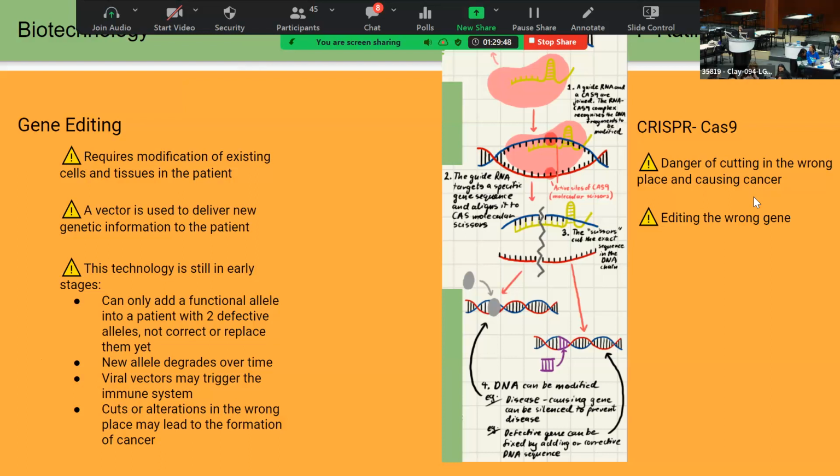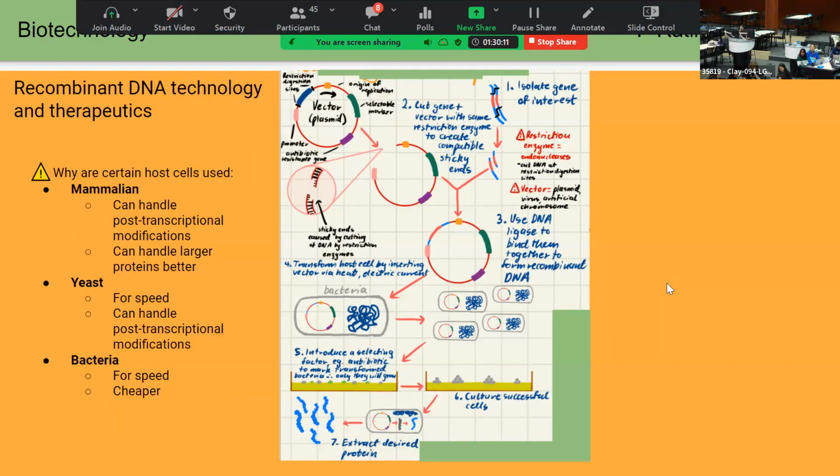And then for gene editing here, it requires modification of existing cells and tissues in the patient. And then a vector is used to deliver the new genetic information to the patient. But just know that it's still very early on in its technology, so a lot of things can go wrong, and it's not really that widely used yet. I'll go into CRISPR-Cas in the next diagram where I have that.